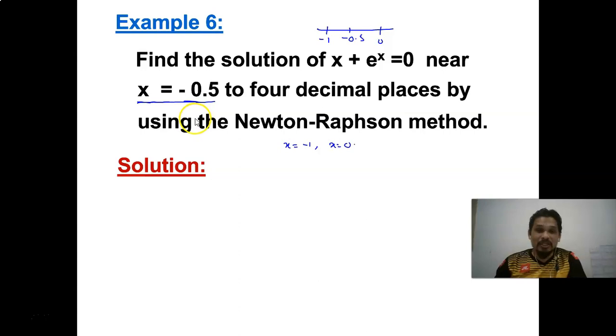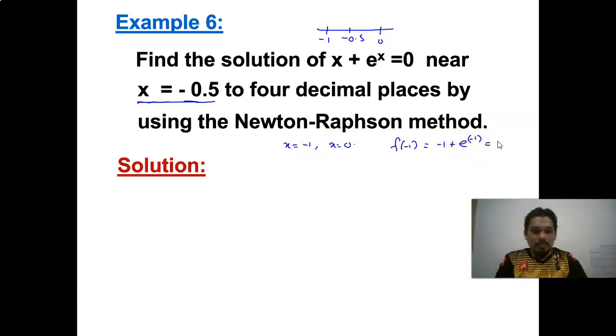Just imagine that if this value is not given in the question and they want you to find your own initial value of x. So x equal to negative 1 and x equal to 0. So this is our f(x). So f(-1) equal to negative 1 plus e to the power of negative 1.